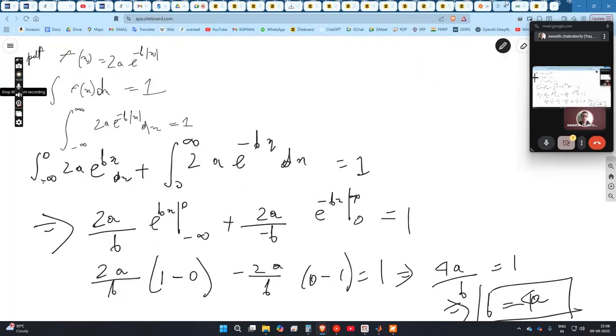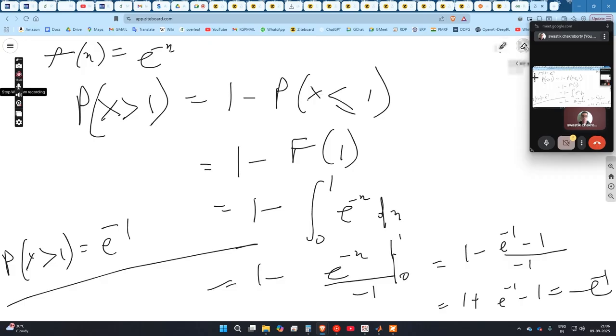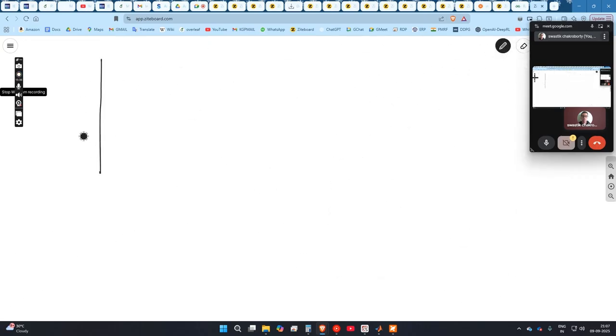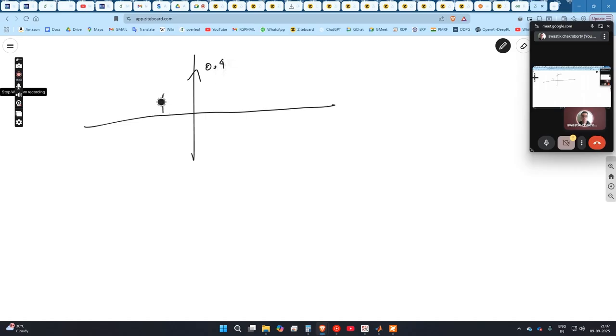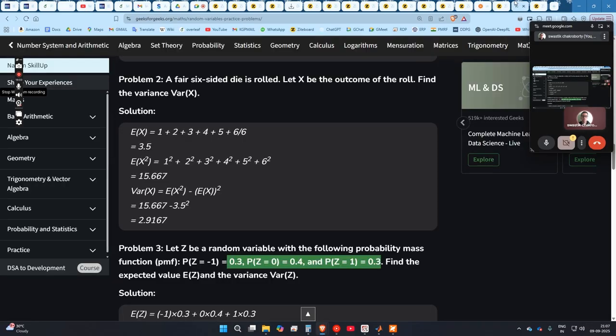So the PMF is given as: at 0 it is 0.4, at -1 it is 0.3, and at 1 also it is 0.3. So this is -1, 1, and this is 0. Now we have to find the expectation and variance.